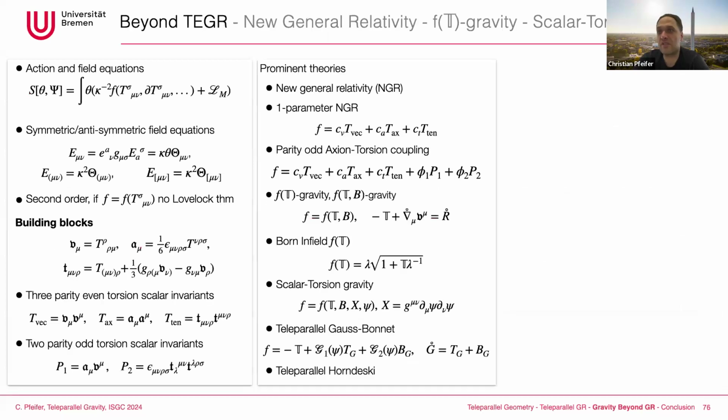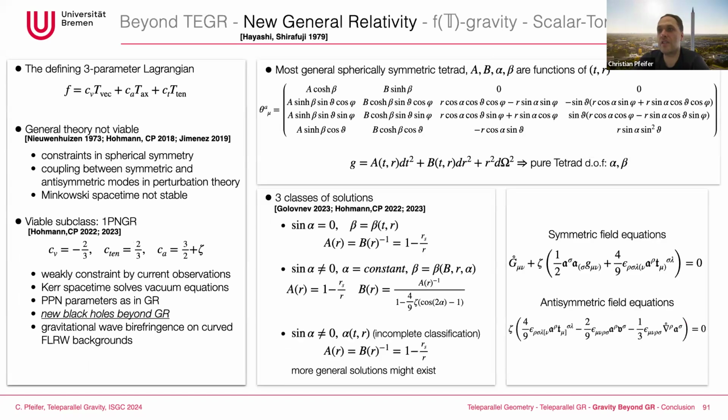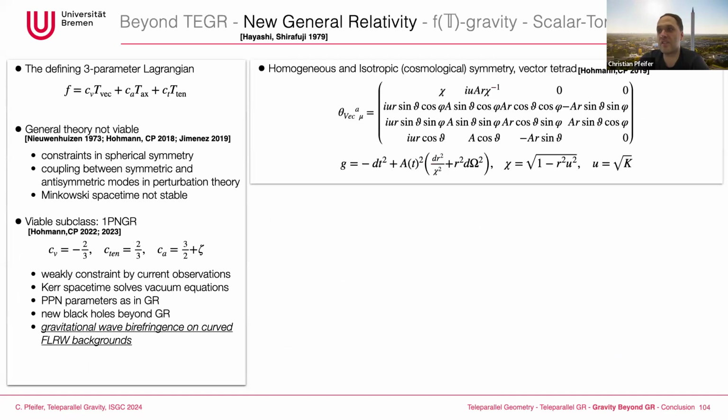And here you can, for example, add these parity odd terms. And you can take products of the parity odd terms to get something parity even. So there you can play around a lot. For an overview, some colleagues wrote a very nice review on teleparallel gravity, which is more complete than what I could present you here.